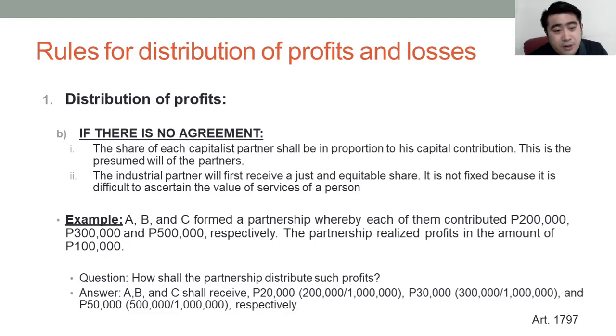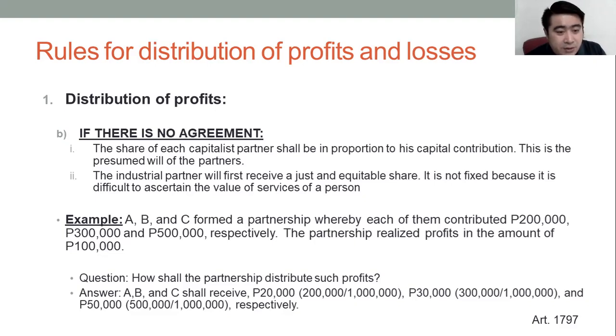Alright? Paano kapag merong industrial partner? Masusukat mo ba yung trabaho niya? The answer is no, not really. Hindi mo masusukat yung trabaho niya. So kapag merong industrial partner tapos walang profit sharing, the industrial partner will first receive a just and equitable share. It is not fixed because it is difficult to ascertain the value of services of a person. Totoo yan, class, no? Paano mo masusukat talaga ang trabaho ng isang tao? No? Mahirap yan.